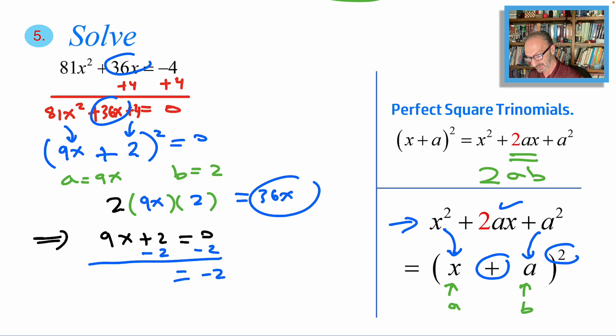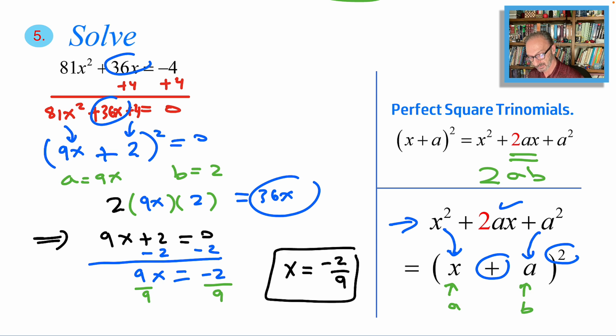Negative 2. On the left side, we get 9x. Let's divide both sides by 9 to leave x alone. And the answer is x equals negative 2 over 9. That is it. Let's take more examples. Number 6.